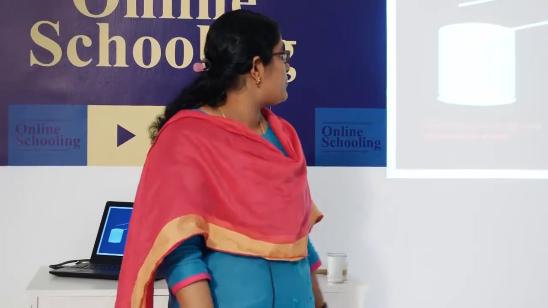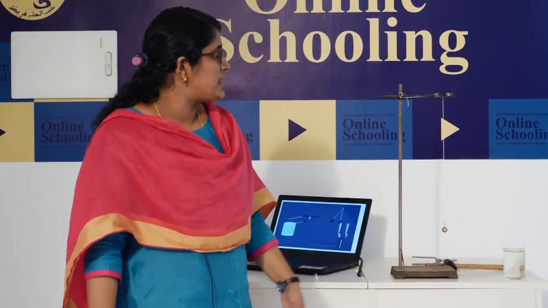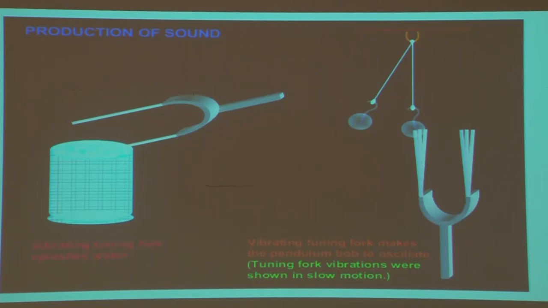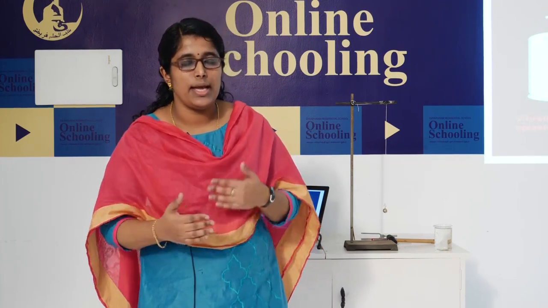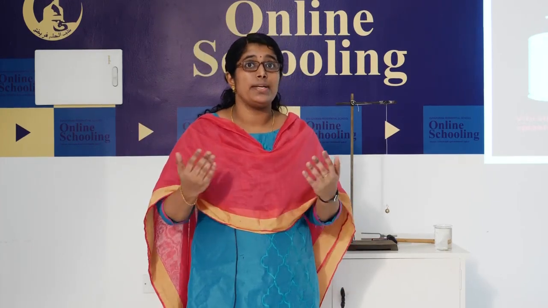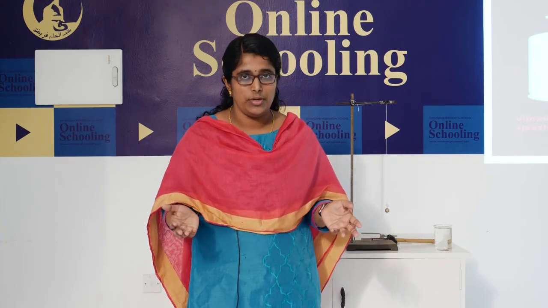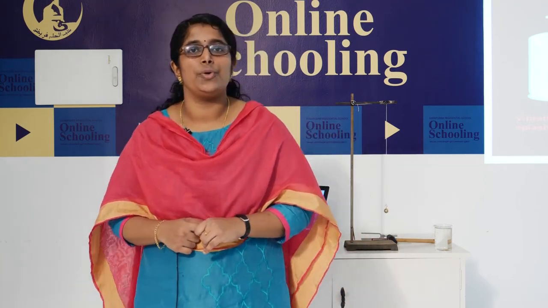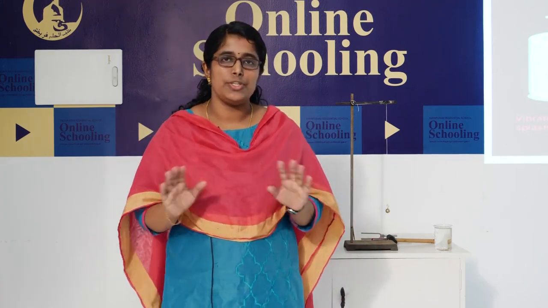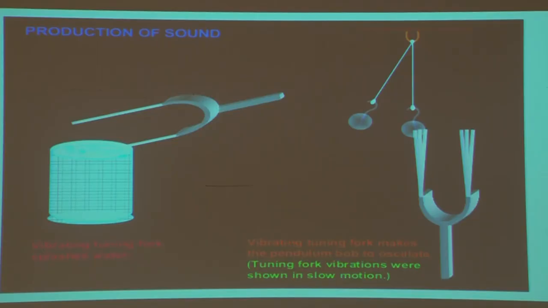So that's what I would like to explain. These are the two examples: the vibrating tuning fork splashes water, and the vibrating tuning fork makes the pendulum bob oscillate. That also I showed you. Is that clear? So, sound is a form of vibrations. It can be transferred through a medium, and from one medium to another. That we have studied from this simple experiment using a tuning fork. Is that clear to you? Is there any doubt? Shall we move on to the next section?